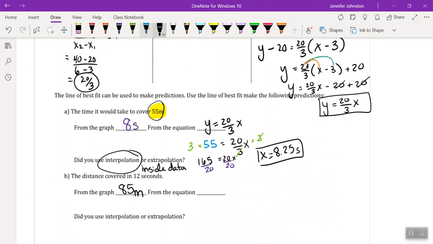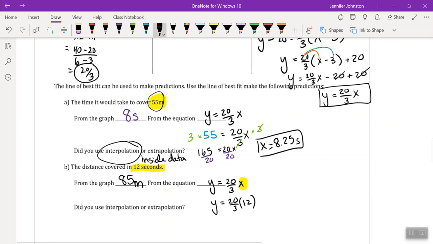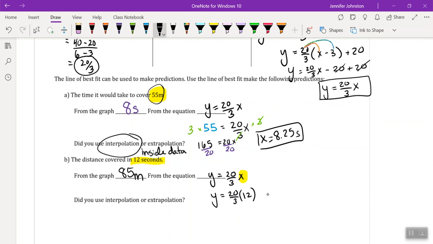Let's go check and see if it's really 85 from the equation. Our equation is 20 divided by 3 x, and we're going to put 12 in for x, because x is time, and time is in seconds. When we do 20 times 12 divided by 3, we actually get 80. It's 80 meters from the equation.